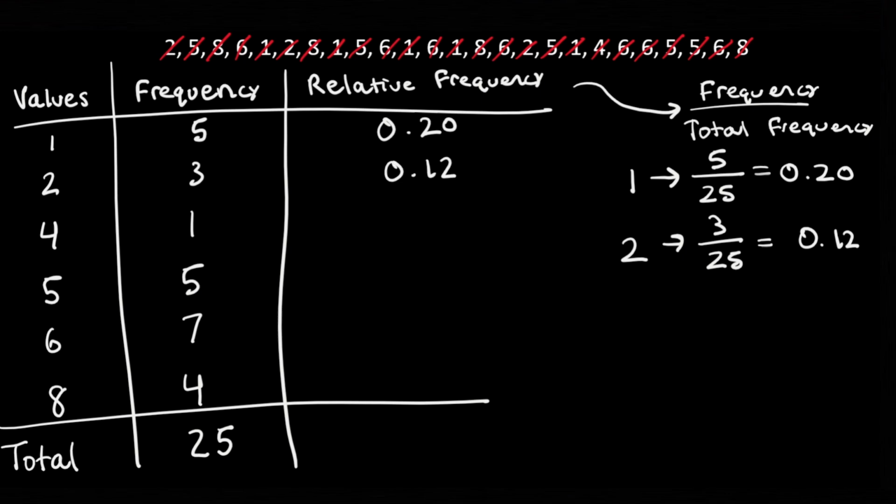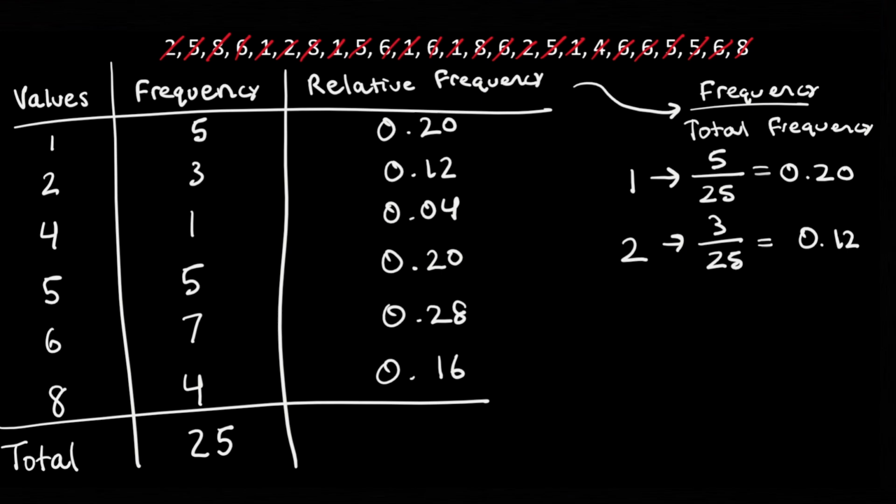So for the value 4, it'll be 1 over 25, which is 0.04. 5 will be 5 over 25 again, which will be 0.20. 6 will be 7 over 25, which is 0.28. And then finally, 8 will be 4 over 25, which is 0.16.